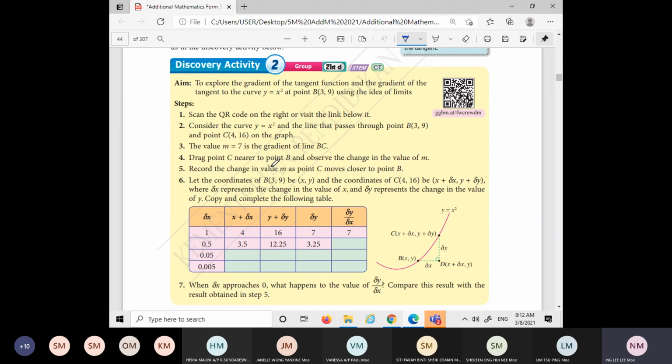Okay, so record the change in the value of m as point C moves closer to point B. Let the coordinates of point B (3, 9) be (x, y) and the coordinates of C (4, 16) be (x plus delta x, y plus delta y). This symbol we call delta x; afterwards we will go through it. The meaning is a small change in x. Sometimes I will just read del x, del y. You can read delta x, delta y. The meaning is a small change in y.